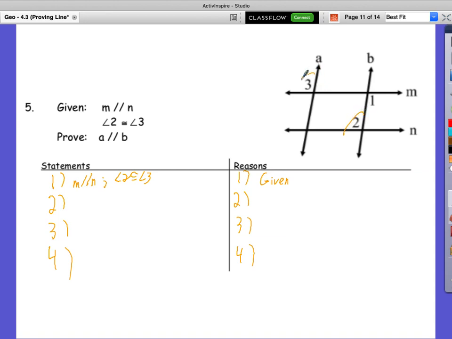Okay, let's mark this. Angle 2 is equal to angle 3. I think it helps us to mark it. Now we're trying to go from this to prove that A and B are parallel. We already know M and N are parallel. Is there anything else we can gather, knowledge-wise, from these two lines being parallel?